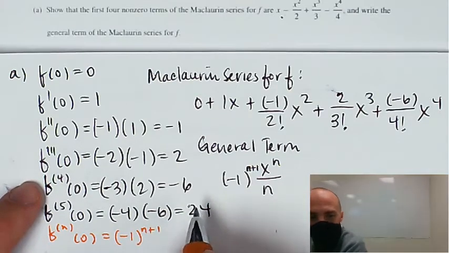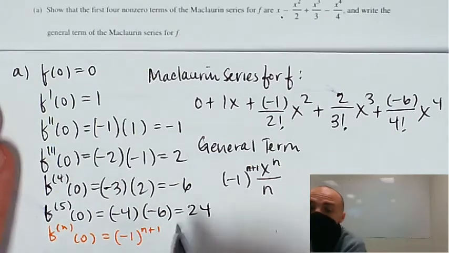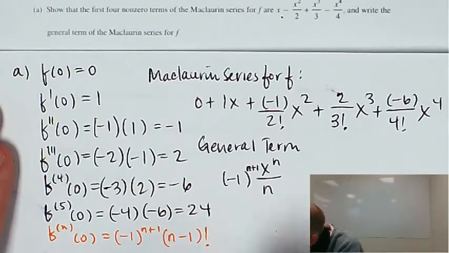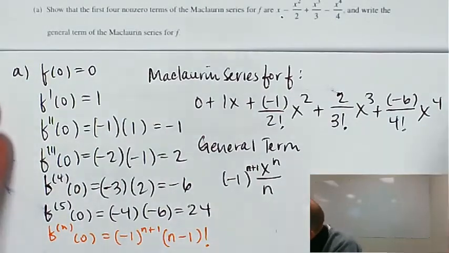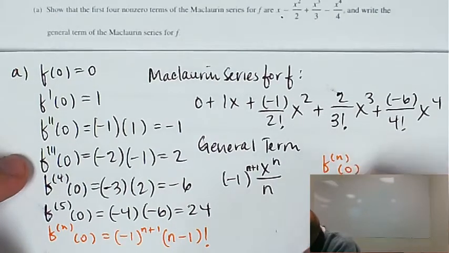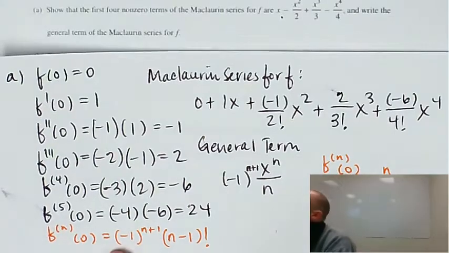And then this is a factorial number, but it's like the previous factorial number. So I'm going to take 5 and subtract 1, and then do factorial. So it's like subtract 1 and then do factorial. So the general term, remember, the general term is the nth derivative at 0 divided by n factorial, x to the n, right? Well, that's where I plug in.